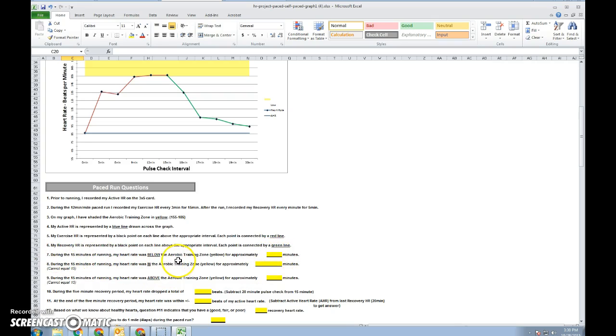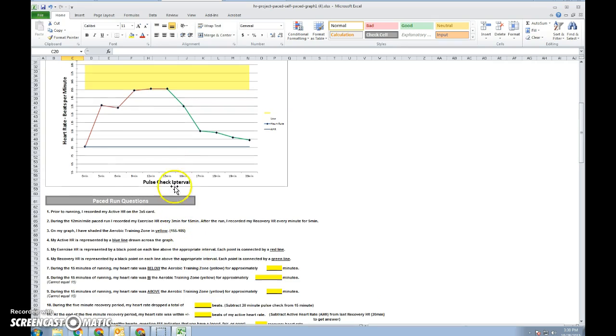During the 15 minutes of running, my heart rate was below the aerobic training zone. So we would take a look up here and see how long my heart rate was below the aerobic training zone. You'll notice that at this point right in here, for the data that I put in, my heart rate made it into the aerobic training zone. Now we don't know that exact moment there, but we do know that at some point in here it made it in. We know each of these segments from here to here is 3 minutes, so we'll assume for these 3 minutes it was in, plus a portion of this 3 minutes.